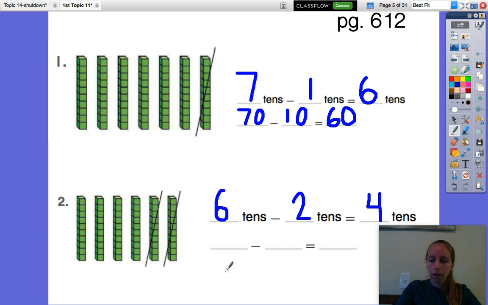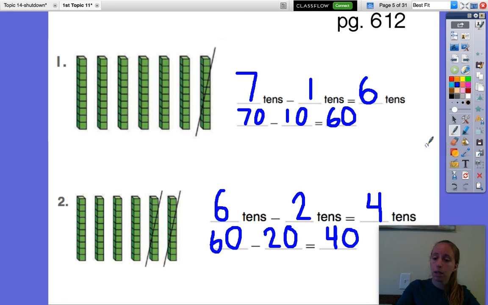Now we can use what we know about tens to help us figure out this problem down here. 6 tens is equal to 60. We can check our work. 10, 20, 30, 40, 50, 60. Okay, we were correct. We took away 2 tens, which is equal to 20. We can double check it. 10, 20. And how many tens are we left with? 4 tens, which we know is 40. Let's check our work. 10, 20, 30, 40. We were correct. We were left with 40, 4 tens. Okay, I want you to open up your workbook and try the independent practice all by yourself.